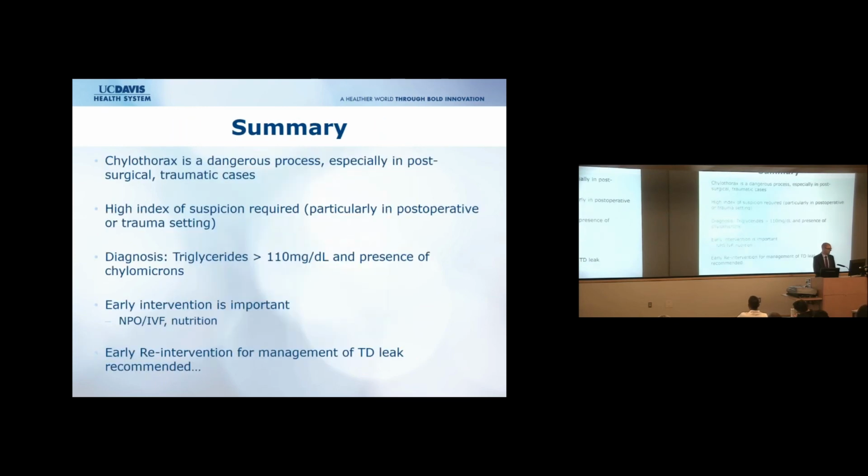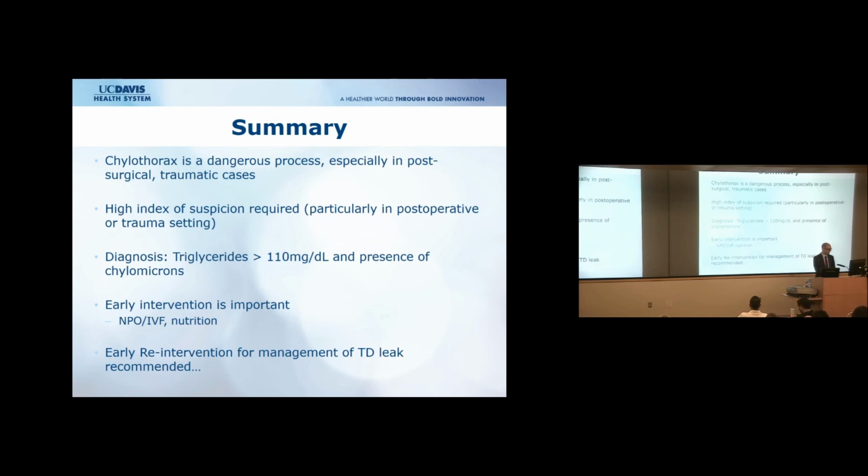So in summary, chylothorax is very dangerous, especially in post-surgical and traumatic cases. Again, a high index of suspicion is required, particularly in post-operative patients or in the traumatic setting. The diagnosis of triglycerides greater than 110 milligrams per deciliter in the presence of chylomicrons is essential. And then early intervention is important. Some sort of intervention as far as either making the patient NPO, IV fluids, TPN, or maybe in the future some level of oral intake that avoids fat.